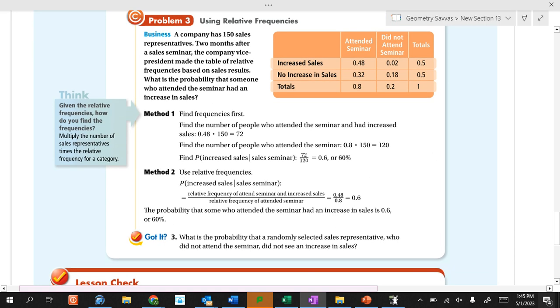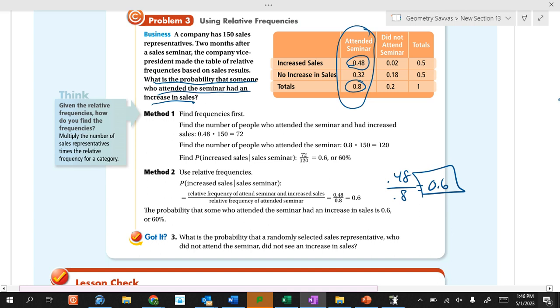When you have percentages, you just take percentage divided by percentage, okay? Or else you can take percentage times the number and then work backwards, but it's a lot quicker to do percentage divided by percentage. What is the probability that someone who attended the seminar had an increase in sales? If they attended the seminar, we're only looking at this column. Had an increase of sales is here out of the total. So it's 0.48 out of 0.8, which is 0.6.